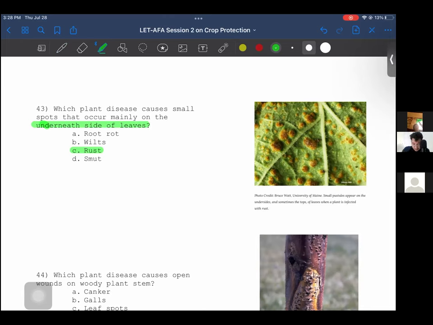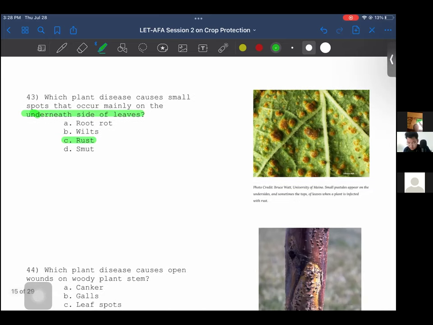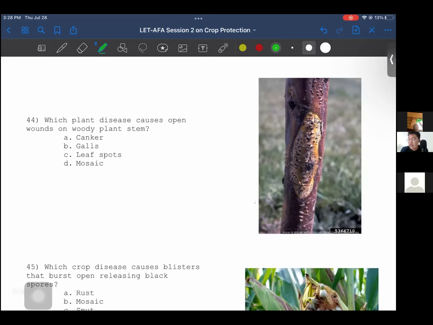So that is rust. So ito mga to, kung mapapansin niyo, puro general, di ba? Rust, blight, ganyan. Pero specifically, if you will be talking in the agricultural context, like sa amin talaga, meron pa yung coffee rust, okra rust. Bawat isa, more specific talaga siya. So next, we move to the next item, number 44.